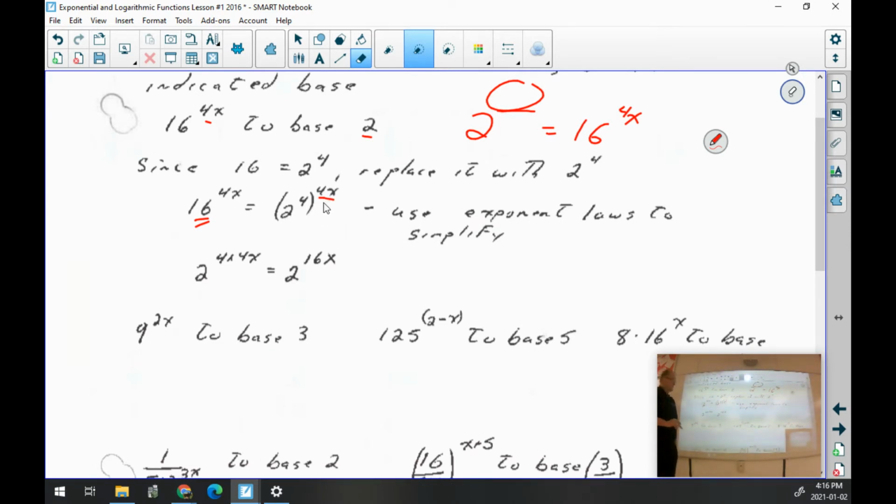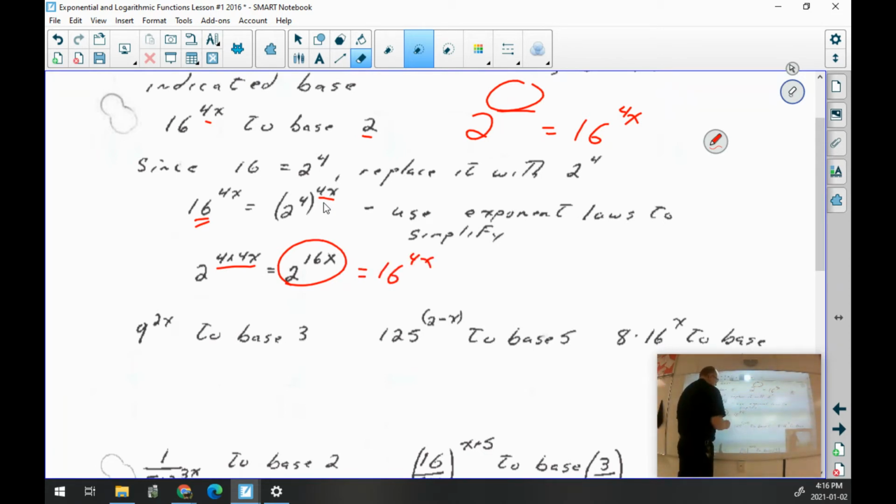exponential laws, 2 to the power of 4 to the power of 4x. You multiply those two exponents together. So 2 to the power of 16x is equal to 16 to the power of 4x. And the fact that it ended up being 16 is just a coincidence in this case. We're going to work with those things and reduce them where possible.